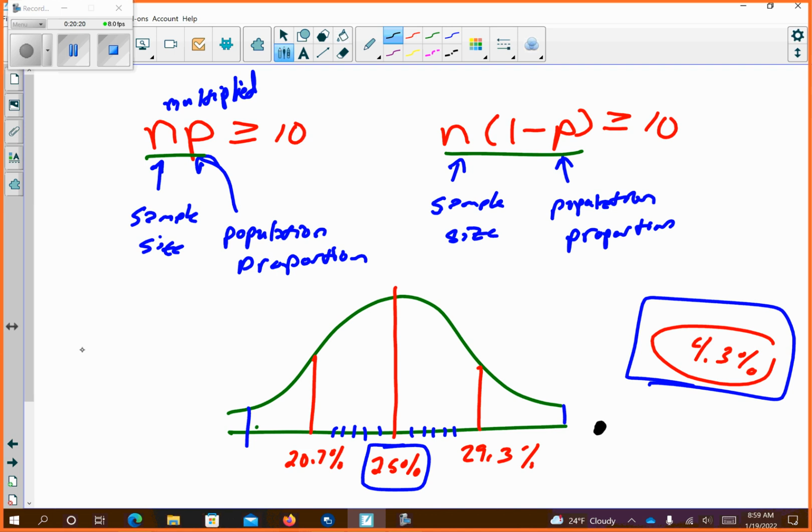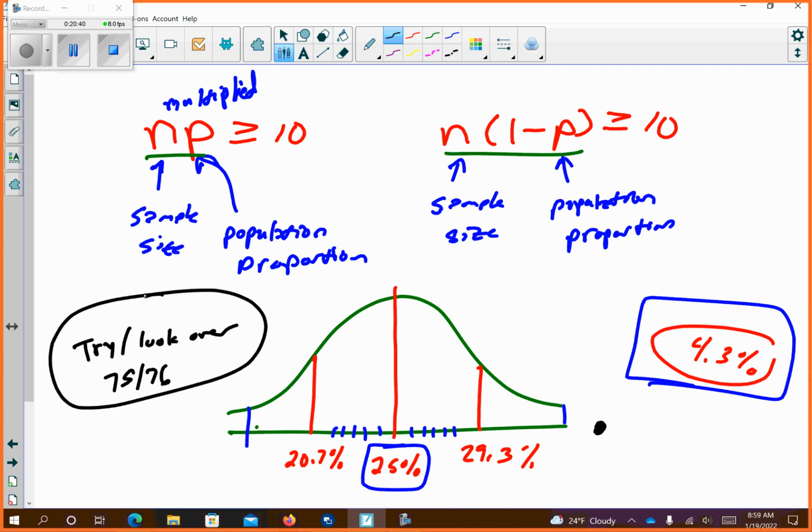Let's have you just do a quick look over of 5-5, so 75-76. If you do not have that completed, I will not be checking it off tomorrow. We will definitely go over it and work through it together, okay?